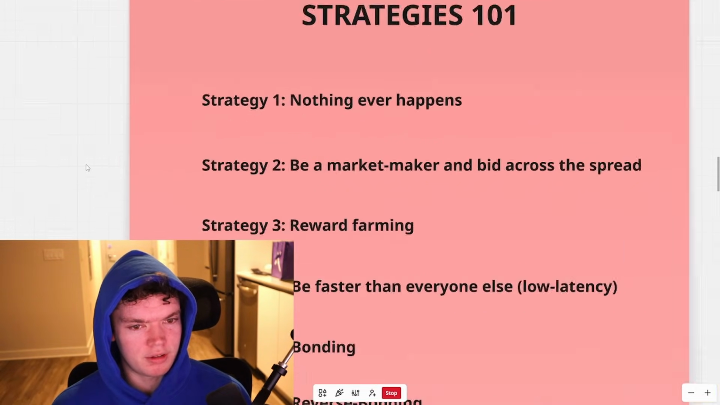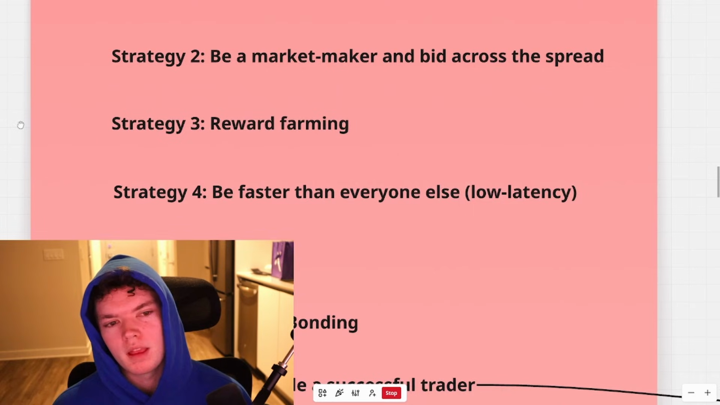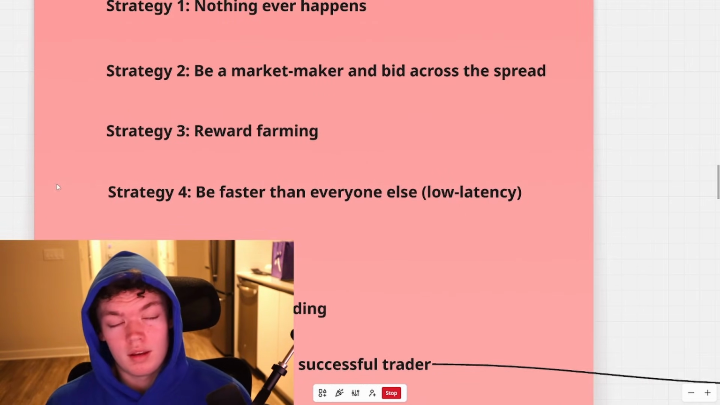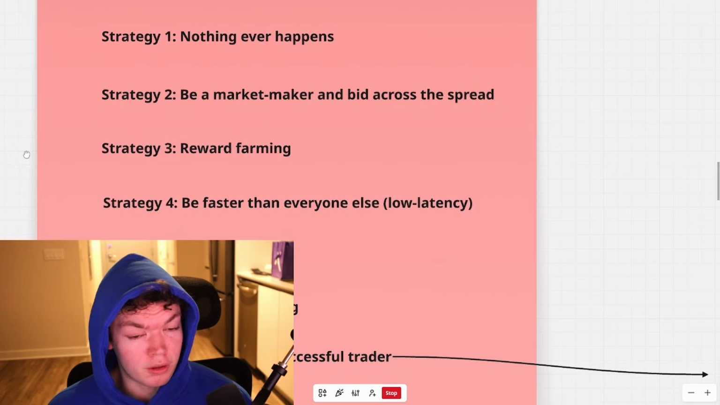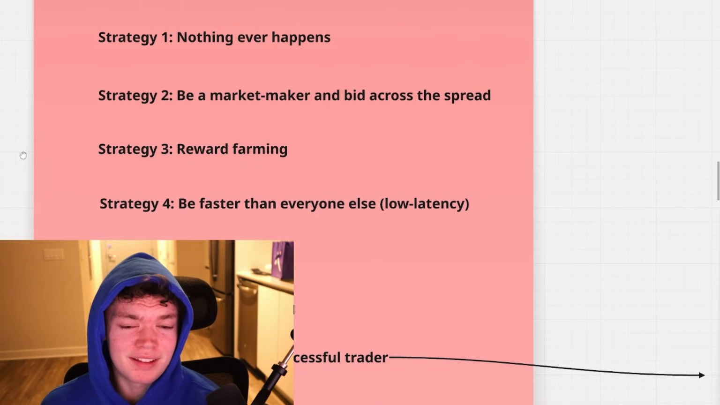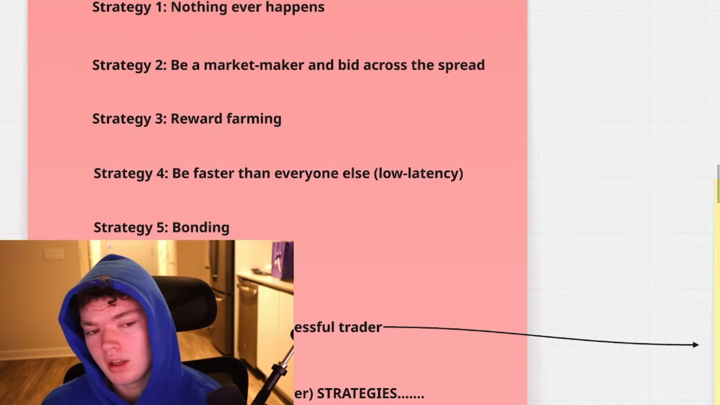Okay. Reward farming, strategy 3. I don't do this. Some people do it. Strategy 4, be faster than everyone else, low latency. Whether you're using a bot, if you're using a bot, you need low latency. You need to have a German VPS near the Polymarket servers.